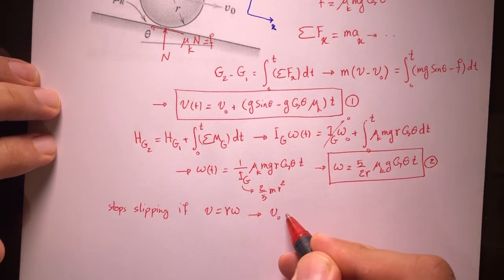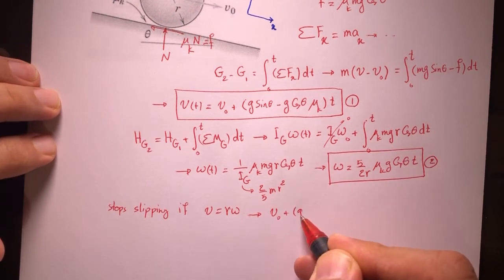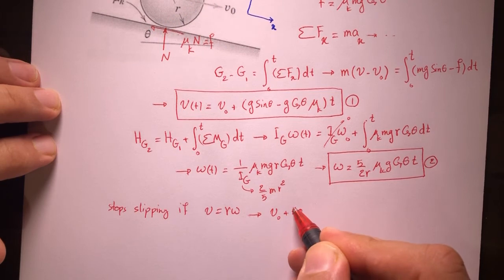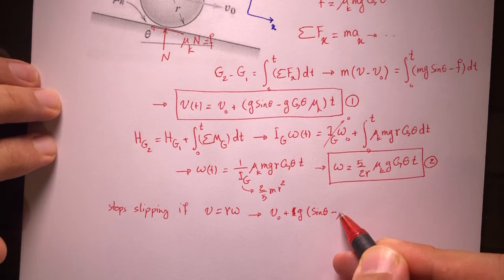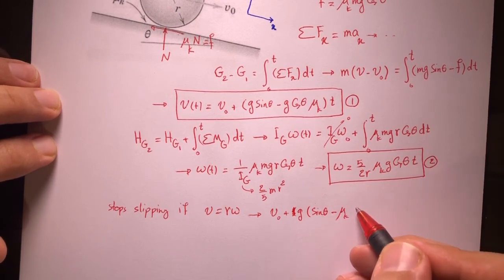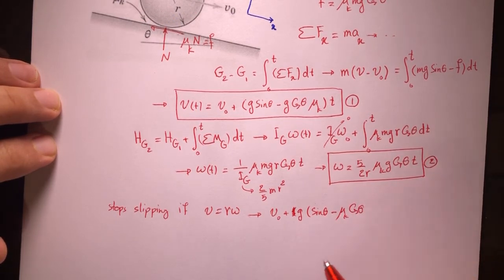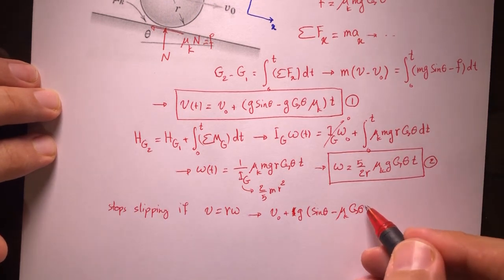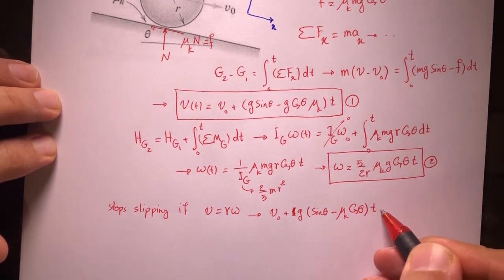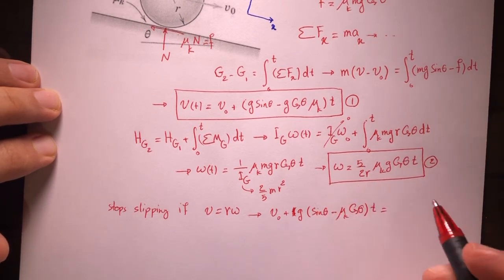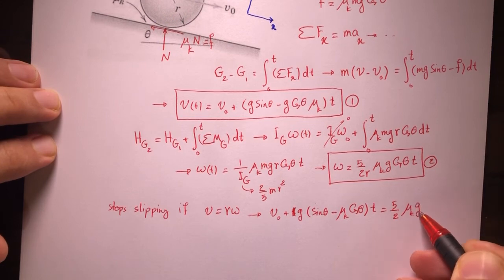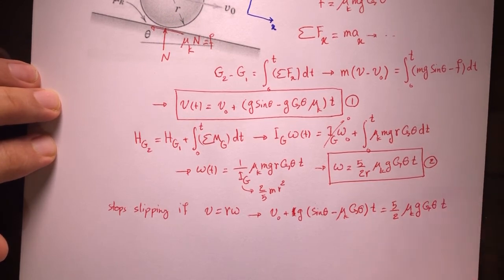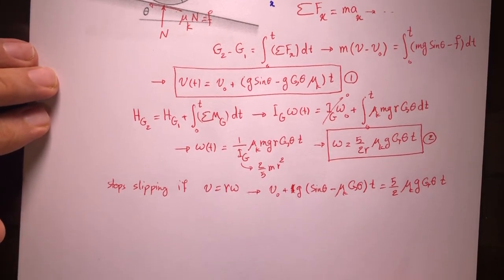So v0 plus g times sine of theta minus mu k cosine of theta times t should be equal to r times omega, so 5 divided by 2 mu k g cosine of theta times t. Now from here we can find the time at which it's going to start to purely roll.